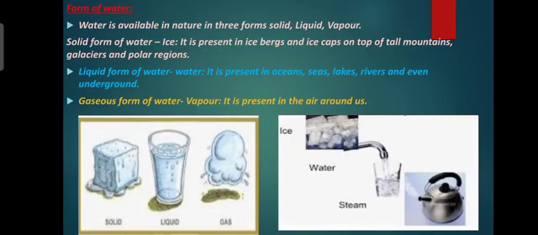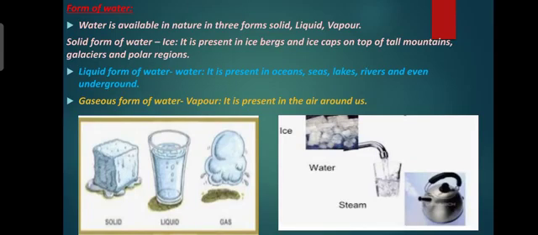Now move on. States of water. In nature, water exists in three states: solid, ice and snow; liquid, water; and gas, water vapor. The three states of water are interchangeable. For example, water can be changed from one form to another easily.